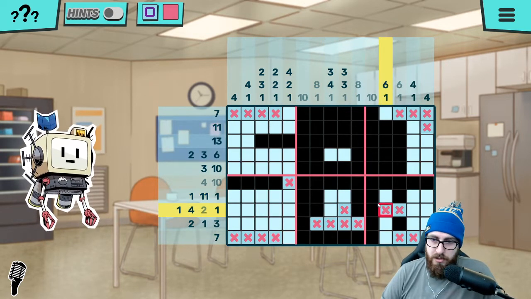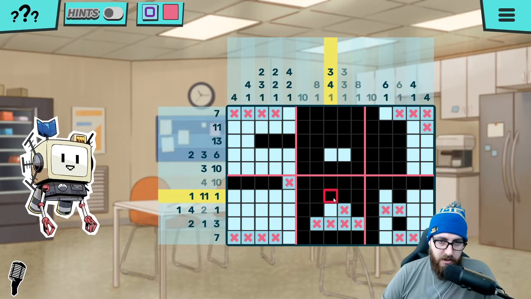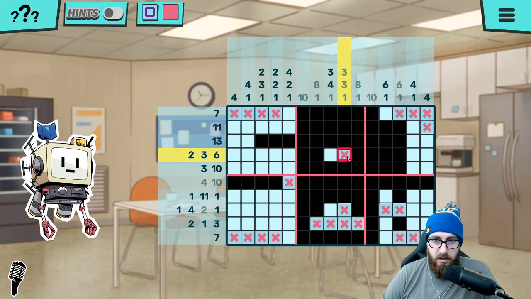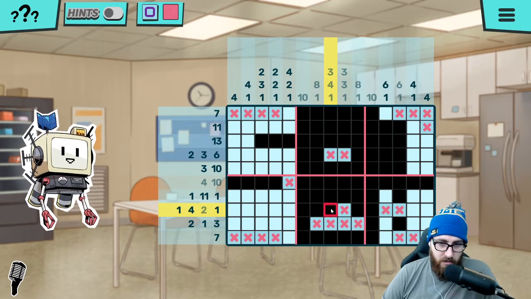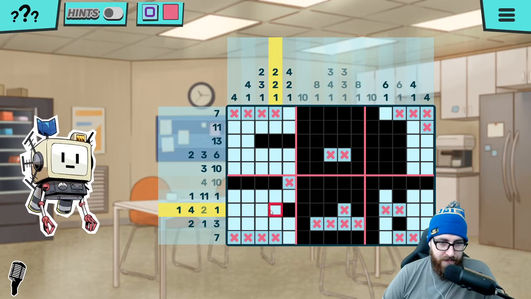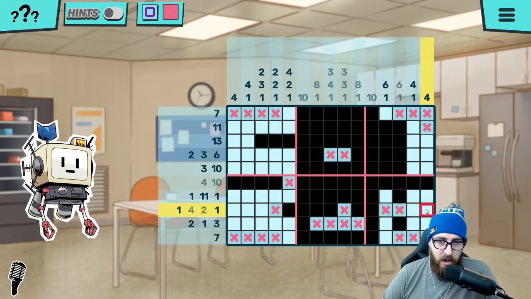Okay, so let's take a closer look here. So we know those 2 have to be together. That's gone. 3, 4. We have our 2. Now we need the 4. Now we either have a 1 on each side there.